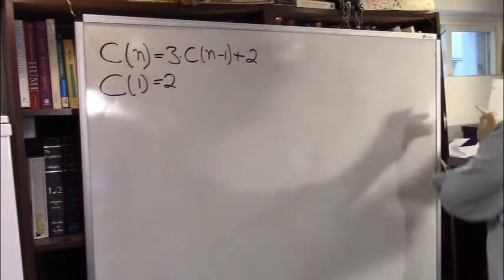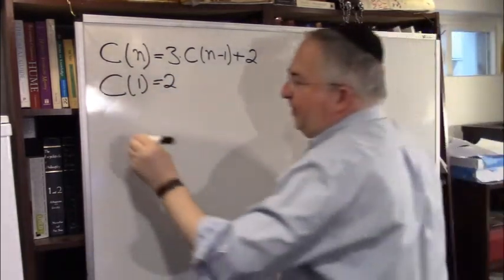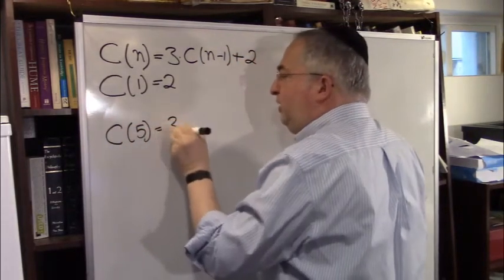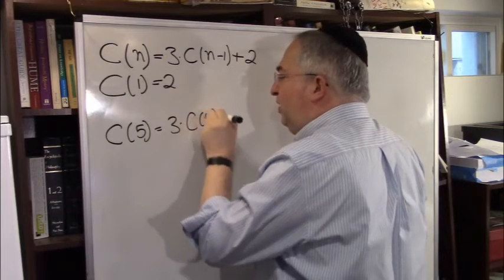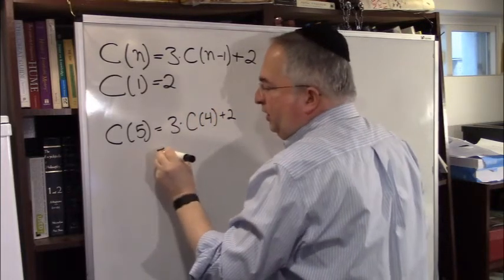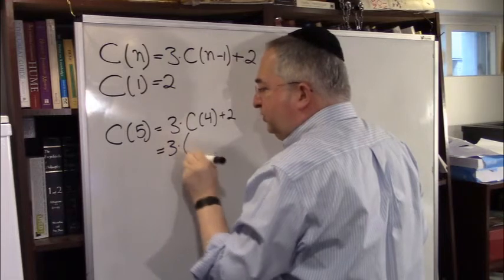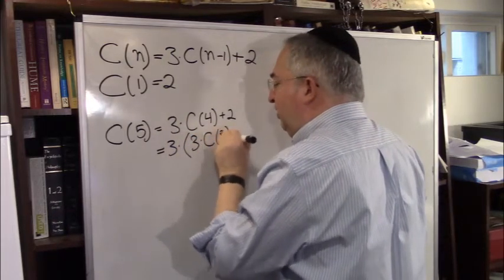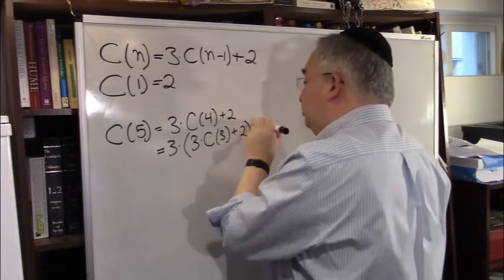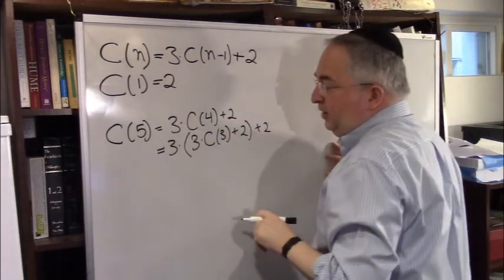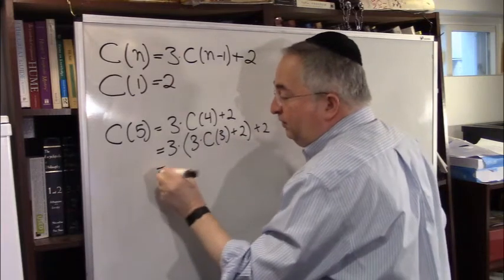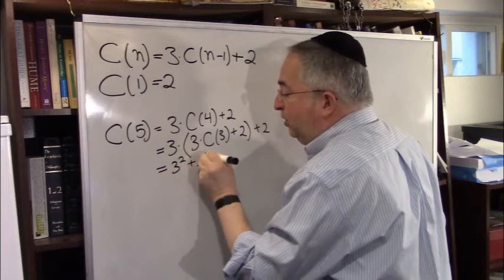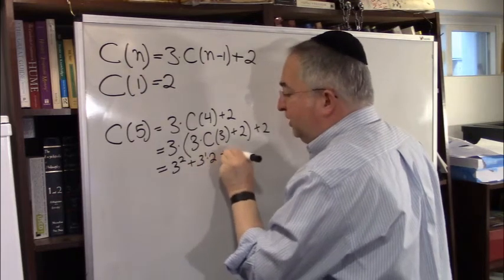Now let's do a warm-up exercise. C of 5 is going to equal 3 times C of 4 plus 2, which is equal to 3 times, what's C of 4? 3 times C of 3 plus 2, plus 2. Don't forget that plus 2. Let's combine terms before we do anything.